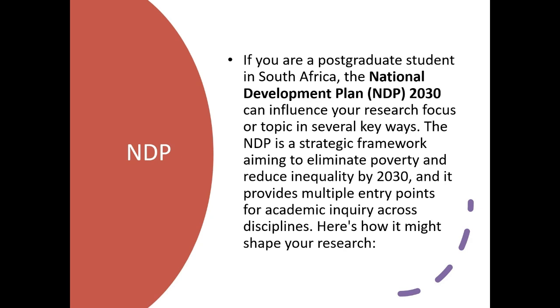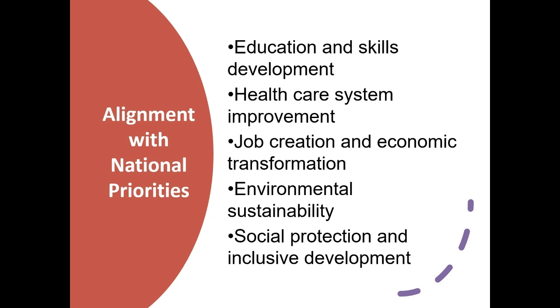So yeah, we also have the aspect of eliminating poverty. We also have the aspect of reducing inequality, for example. And so a lot of the national priorities hold hands with global imperatives and policies. So here are some examples of how it could impact your research or align your topic or your focus area.